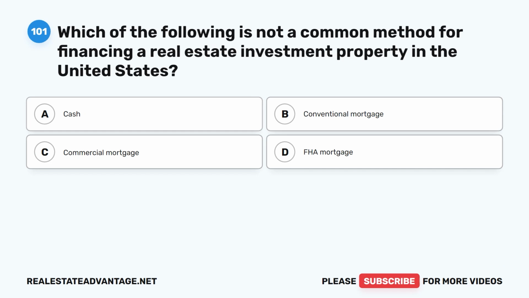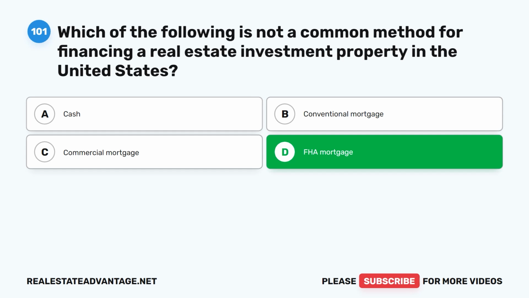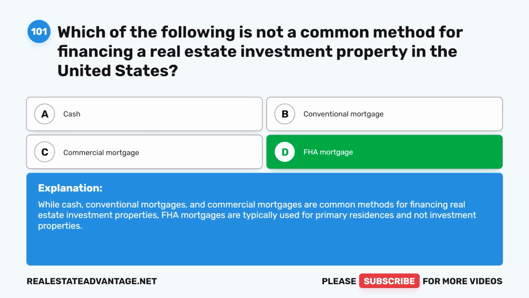Now here is your first question. Question 101. Which of the following is not a common method for financing a real estate investment property in the United States? A. Cash. B. Conventional mortgage. C. Commercial mortgage. D. FHA mortgage. The correct answer is D. FHA mortgage. While cash, conventional mortgages, and commercial mortgages are common methods for financing real estate investment properties, FHA mortgages are typically used for primary residences and not investment properties.